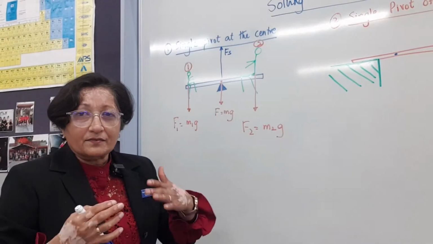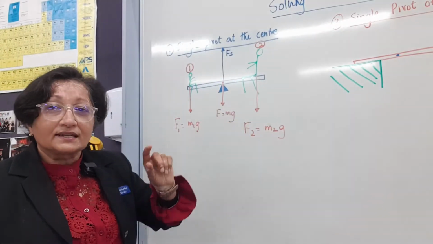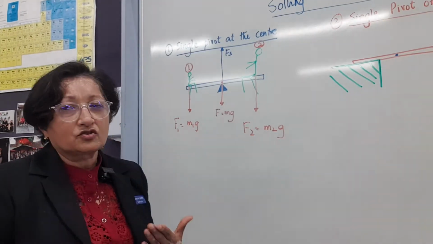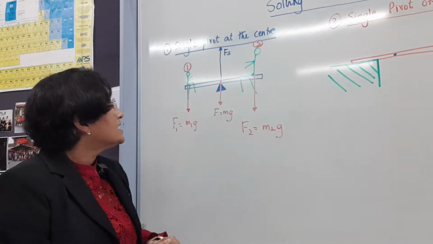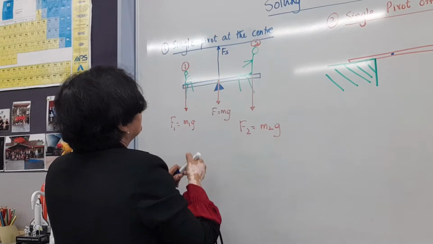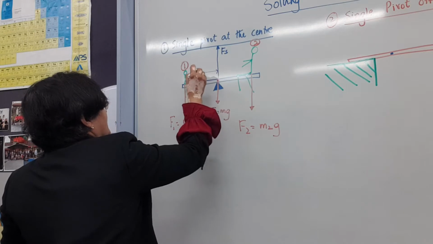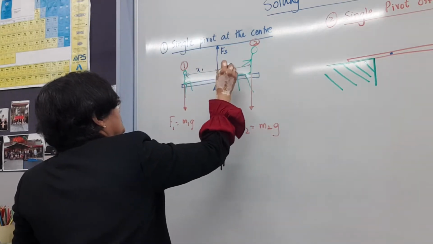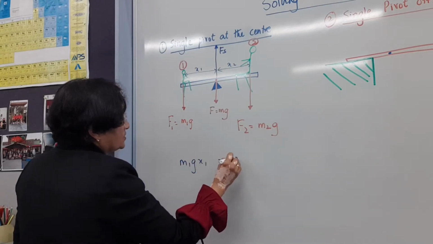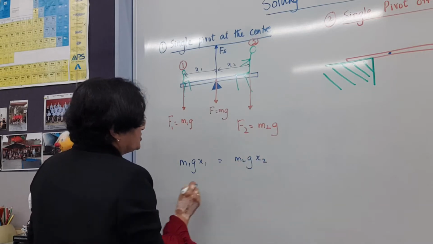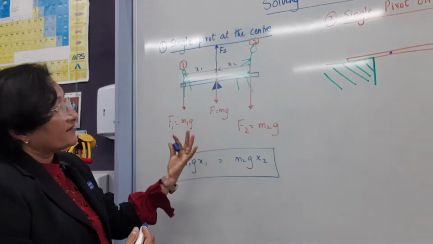And what we need to remember is that the total upward force is equal to the total downward force. In addition to this, in order to calculate something, you usually have to find either the distance or the mass of the other person, and you're always given the length of this. All distances are calculated from the pivot. So if I call that x1 and if I call that x2, what you will find is that m1g times x1 equals m2g times x2.